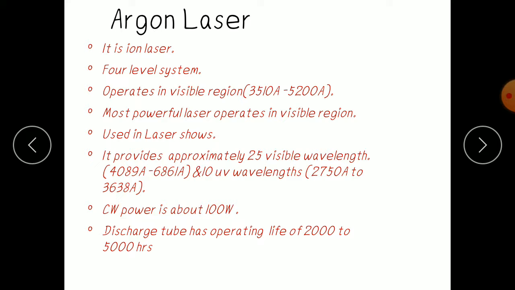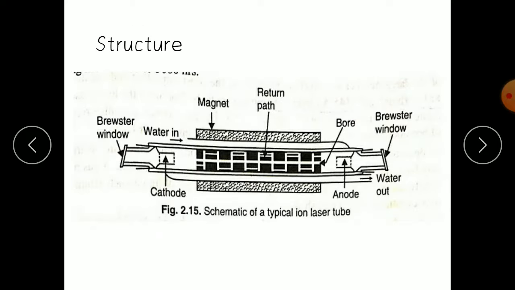Next we will see the structure of the argon laser. This diagram shows the structure of the argon laser. Argon gas is the active medium inside the argon laser, and argon ions are the active centers. Argon gas is the active medium, while argon ions are the active centers. So this is the structure.